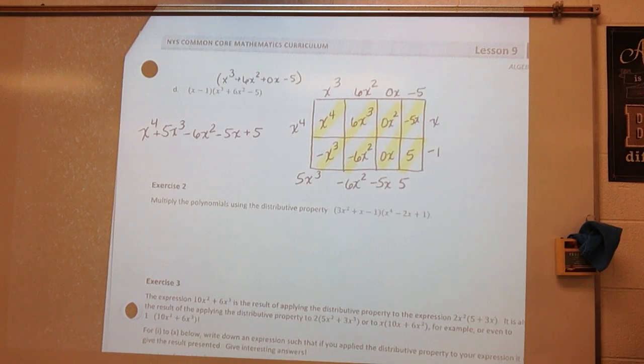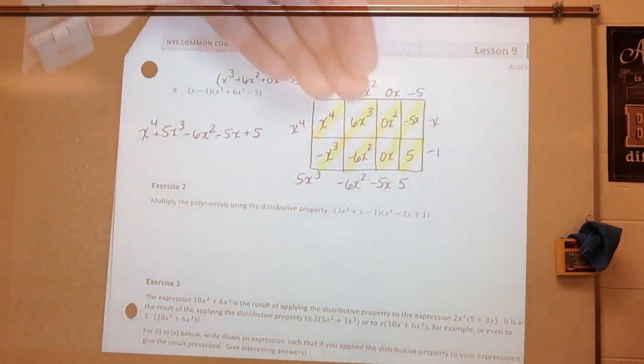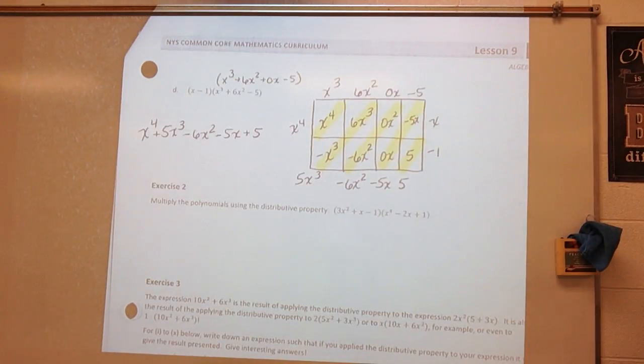Now, can I do this without a geometric model? Can I multiply all of these without using this box? I can. I like this box because I think it helps me to line everything up. But I can multiply these without a geometric model. All right? So what's that called if I do this without using a geometric model?